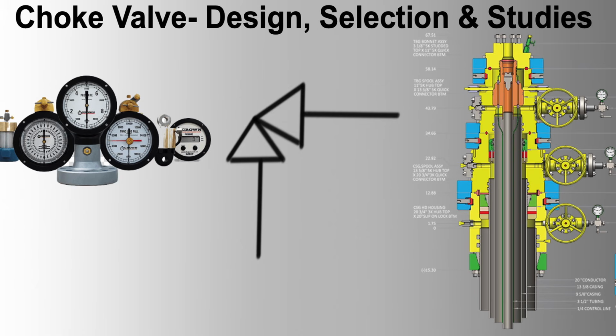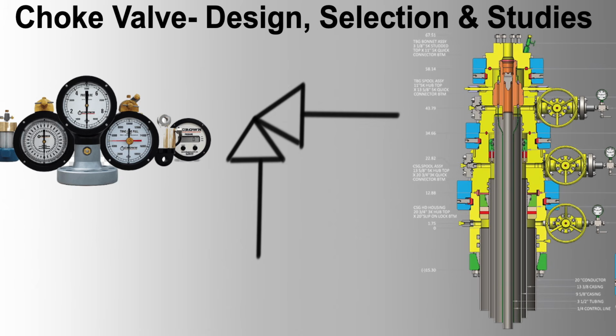Problem: rapid fluctuations in upstream pressure causing instability and oscillations. Solution: implement a control system with advanced tuning capabilities and fast response actuators. Use dampening techniques to smooth out pressure variations. 2. Issue: erosion of valve components. Problem: erosion of choke valve components due to high-velocity fluid and sand particles.